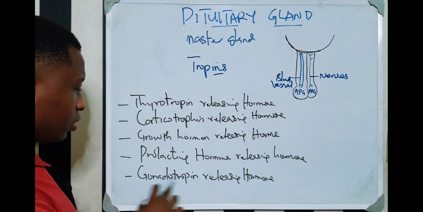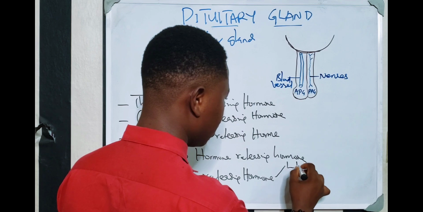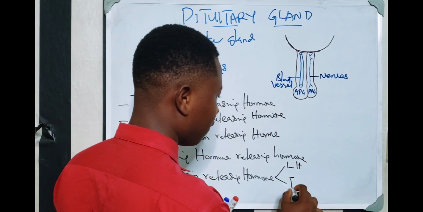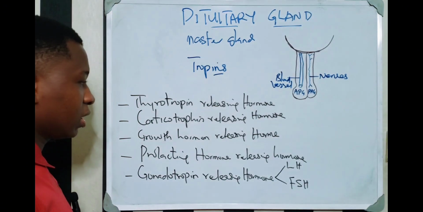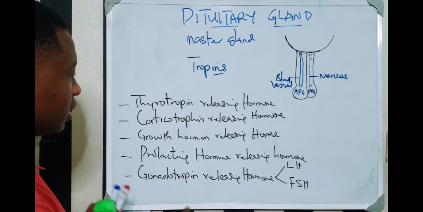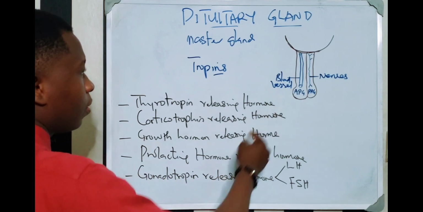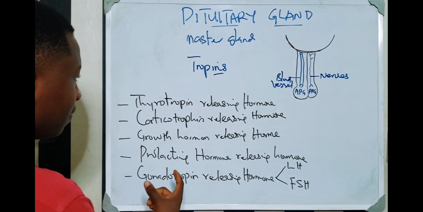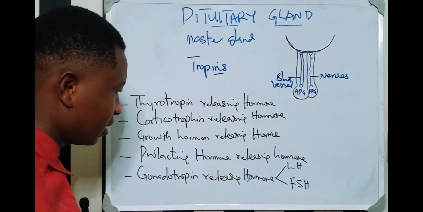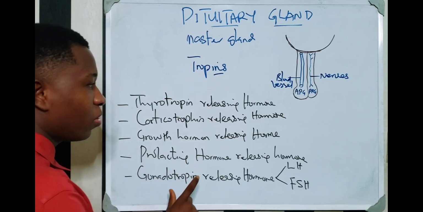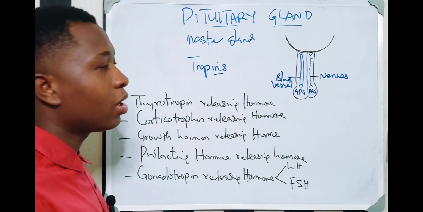Now this hormone is divided into two. We have the LH, luteinizing hormone, and the follicle stimulating hormone. I mentioned it in my previous video. So these are the basic hormones that are released by the anterior pituitary gland. If you observe the names, it is called releasing hormone, releasing hormone, releasing hormone. That means these hormones move to another gland and tell them to release a particular hormone.